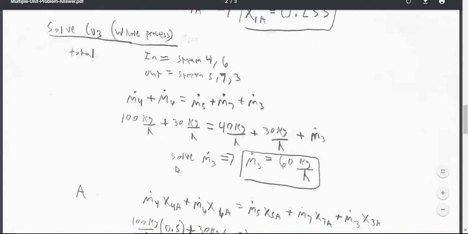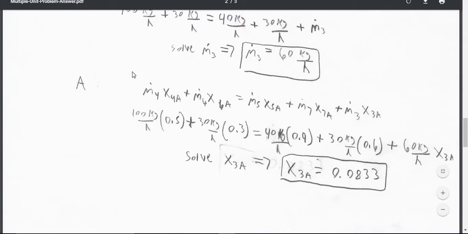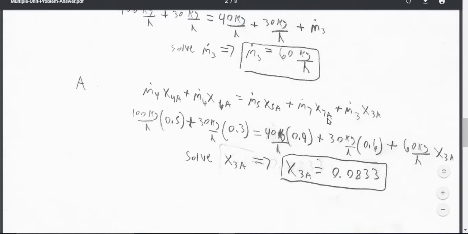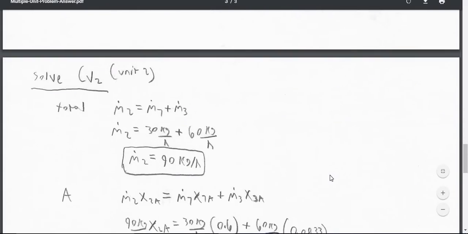As we said before, that's the order we're going in, so we can solve in order. If we do the total, it's everything coming in, which is stream 4 and stream 6, and that's going to be equal to everything coming out, streams 5, 7, and 3. Rearranging to solve for stream 3, the only unknown, we get 60 kilograms per hour. Doing an A balance on the entire thing, we do the same exact thing, except with how much A is coming in. Stream 4, this is how much A is coming in. Stream 6, how much A is coming in. On the other side, this is all the A that comes out: stream 5, stream 7, stream 3. Then the only unknown is X3A. Rearrange and solve to get 0.0833 as the mass fraction of A.